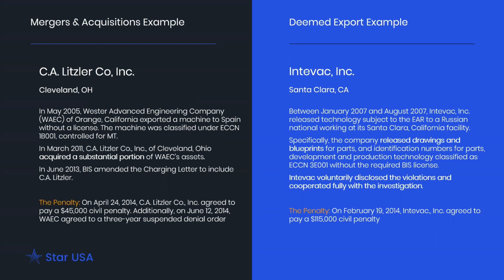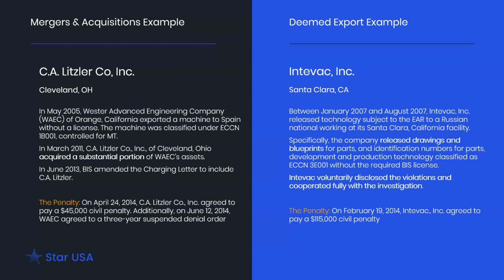And C.A. Litzler had to pay a $45,000 civil penalty for a transaction that occurred 6 years before they purchased the company's assets, and they were found to be partially responsible for the violations that occurred. This other company was still in business. They just purchased some of the assets, a substantial portion of their assets. But the company in Cleveland, Ohio was found to be sharing in that violation.